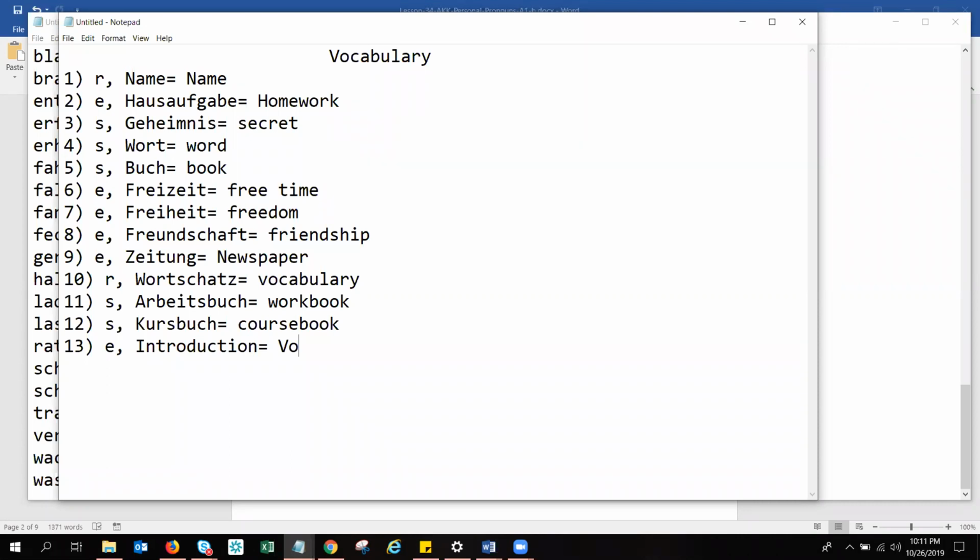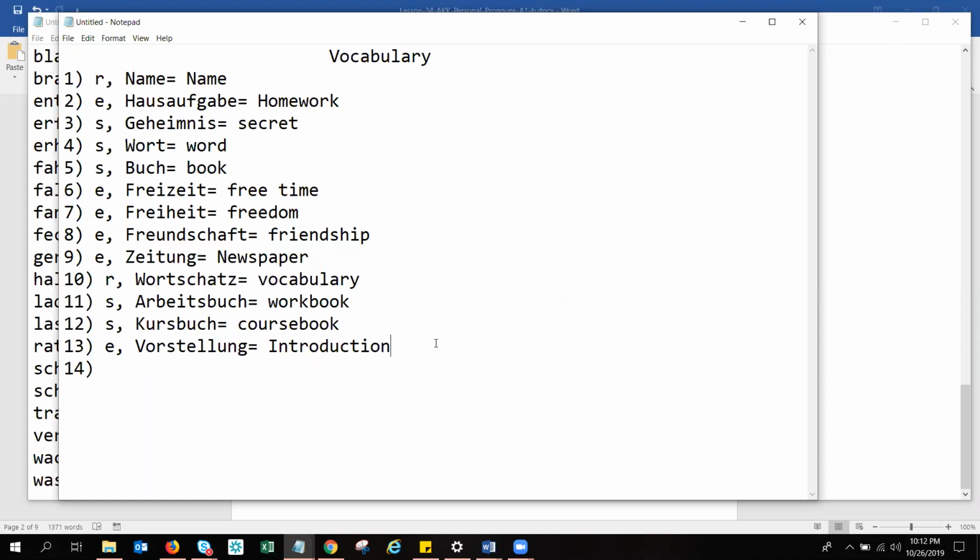And remember one thing, Vorstellung. Whenever we have this ung at the end of any word, it will always have an article. So if you have any word which has the ending ung, then the article will always be die. It will always take die as an article for ung.